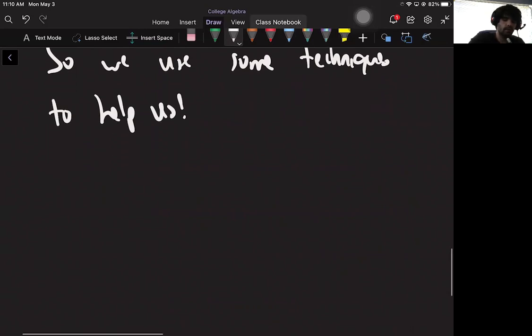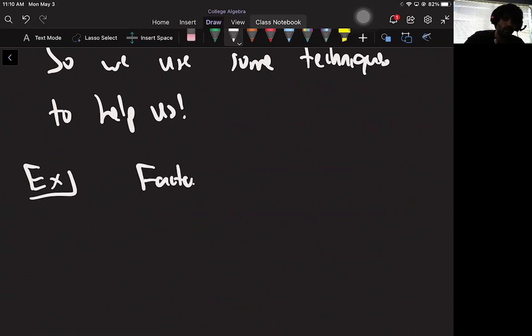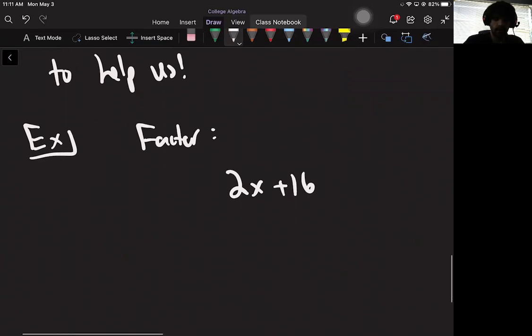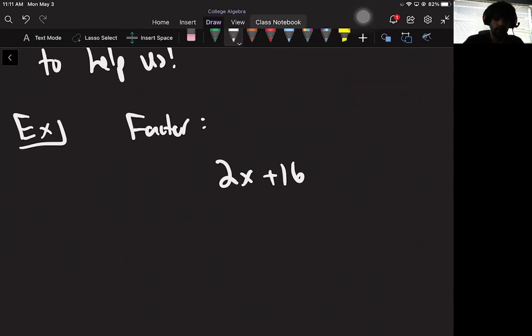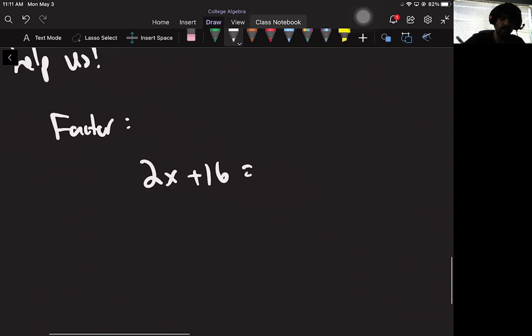So we're going to go from sort of easy to hard. So the first kind of polynomial that we'll factor are things like this, 2x plus 16. To factor something like this, remember, factoring means that it should equal something times something else. That's what we're trying to do.